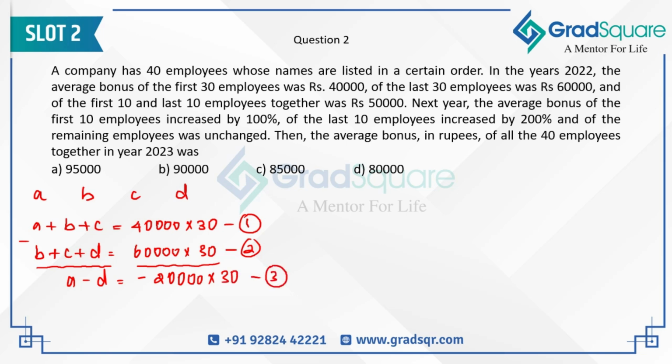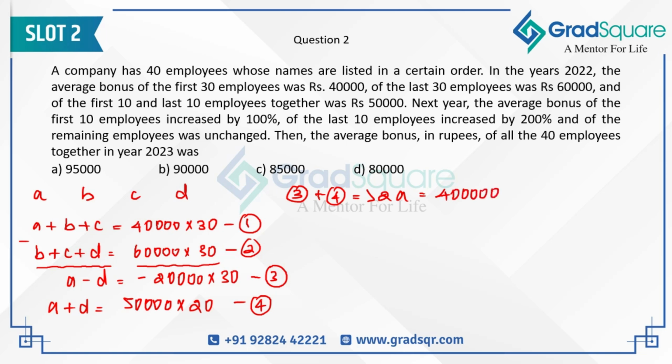It is also said that the average of the first 10 and the last 10 employees put together, that means A plus D, should give me a total of how much? 50,000 into 20. So let me take this as the fourth equation. So adding the third and the fourth, it is going to give me 2 times A to be equal to 4 lakh. That means the total bonus of the first 10 employees is going to be 2 lakh.